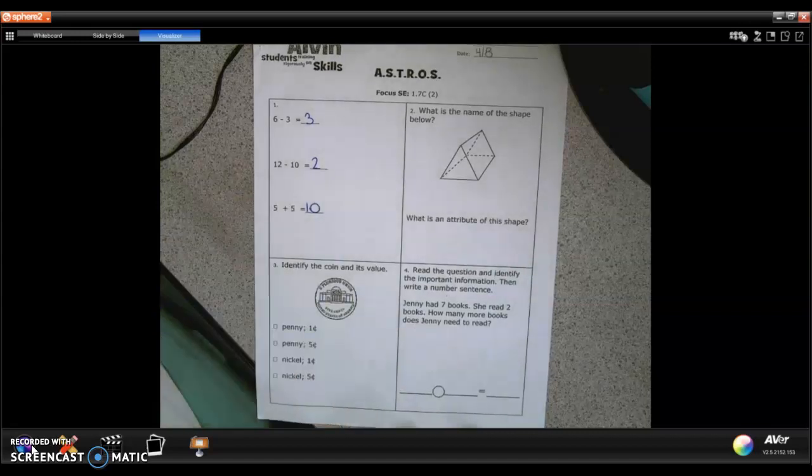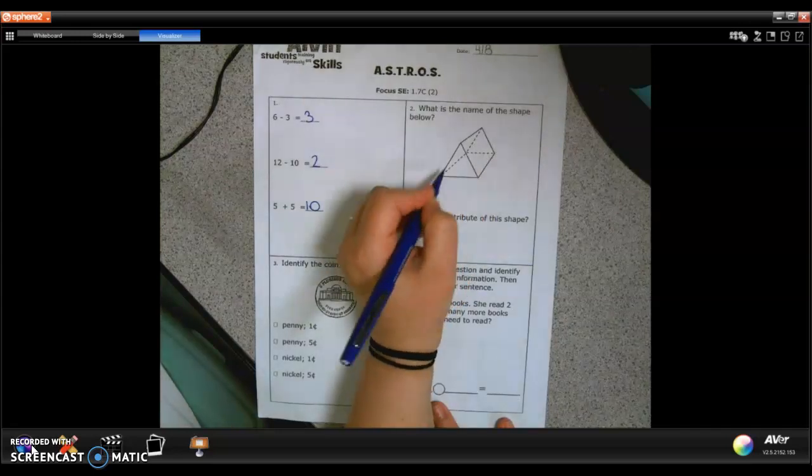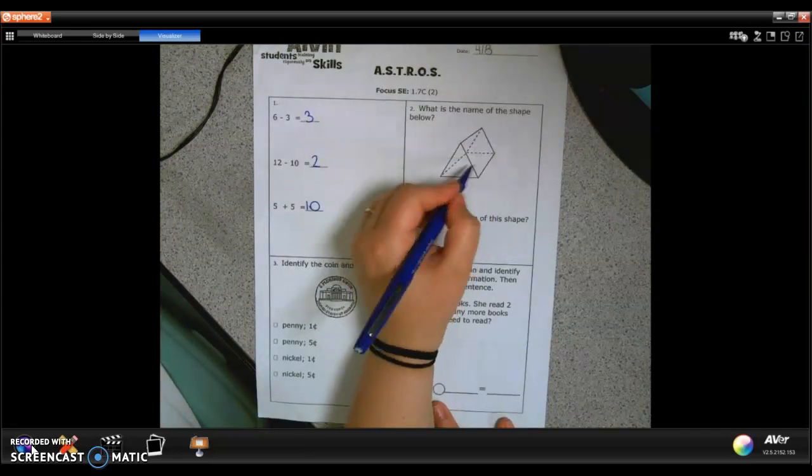What is the name of the shape below? Well, I see right here I have a rectangle and I have some triangles. So I know this is a triangular prism.